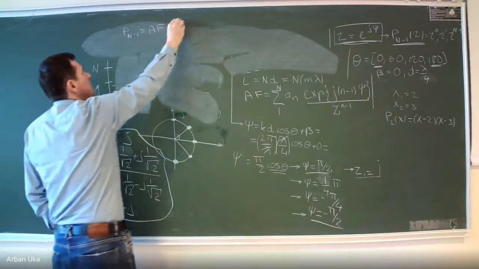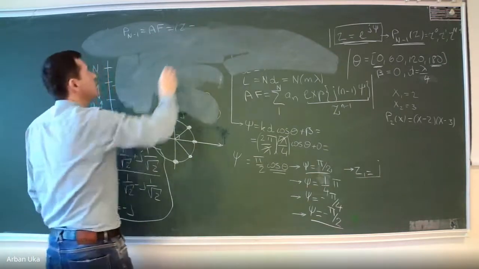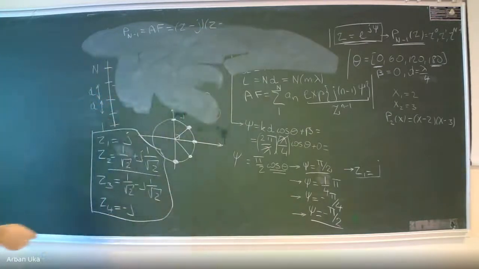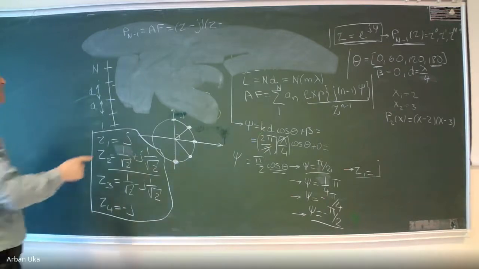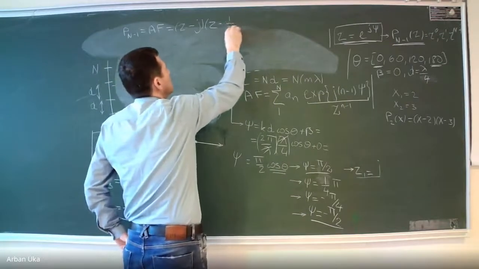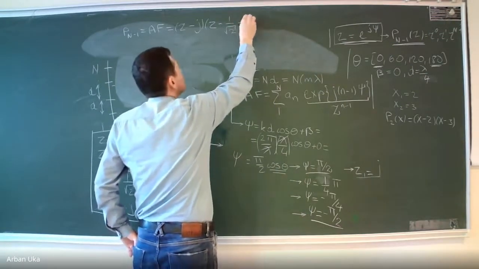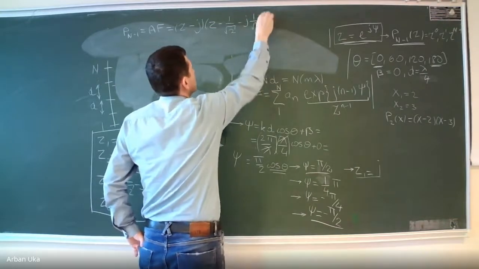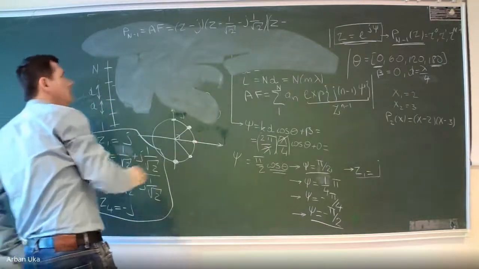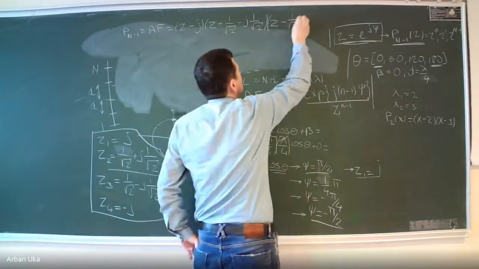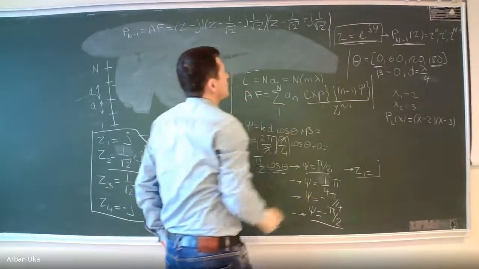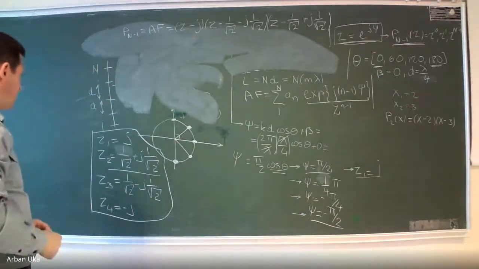So at this stage, this will be equal to z minus j, times, because the polynomial should be in z, that's the variable, z minus 1 over square root of 2 minus j 1 over square root of 2, times z minus 1 over square root of 2 plus j 1 over square root of 2, and multiply z plus j.